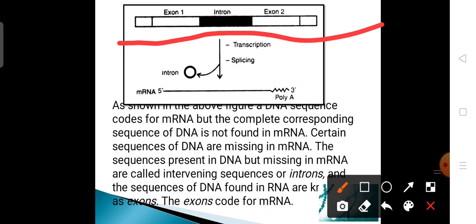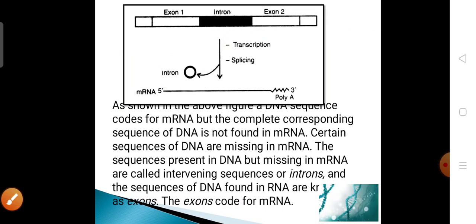The region which is non-coding, that is intron, is spliced out or removed during transcription. Okay. And then after translation, we can say a protein product is formed. So the intron, the non-coding region, as you can see in the diagram, is spliced out during transcription. And what you get is an mRNA having length shorter than the DNA.